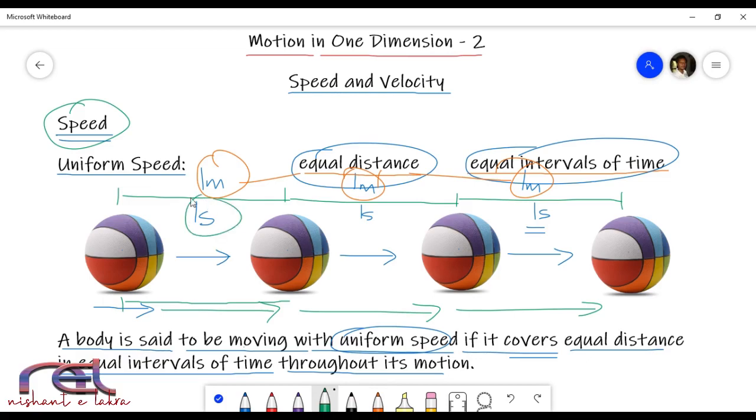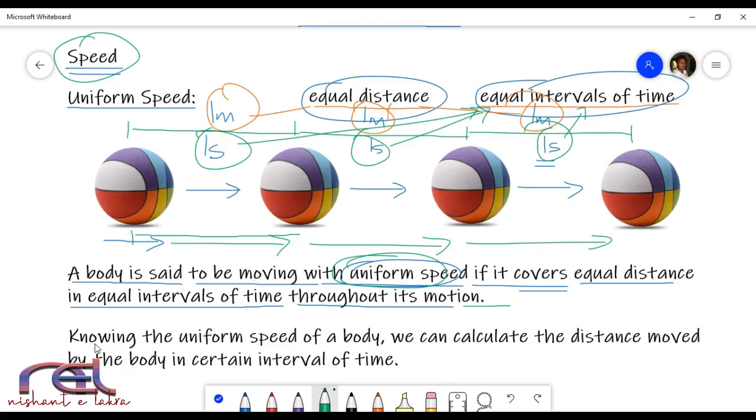Each interval of time is the same: 1 second, 1 second, and 1 second. In 1 second it covers 1 meter in each instance. Then we can say that a body is moving with uniform speed.